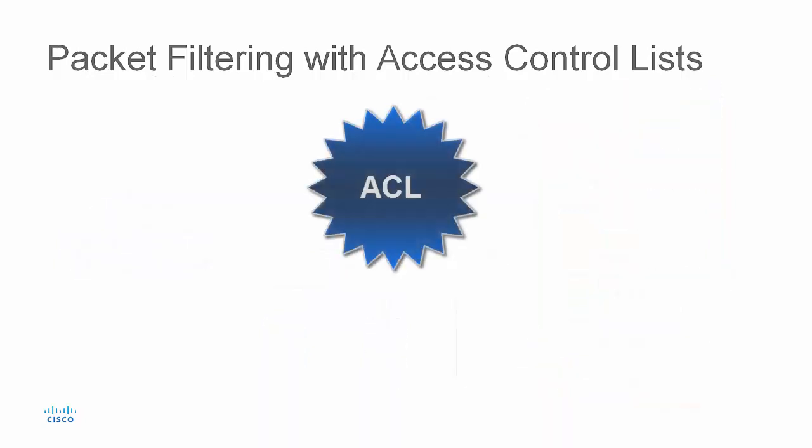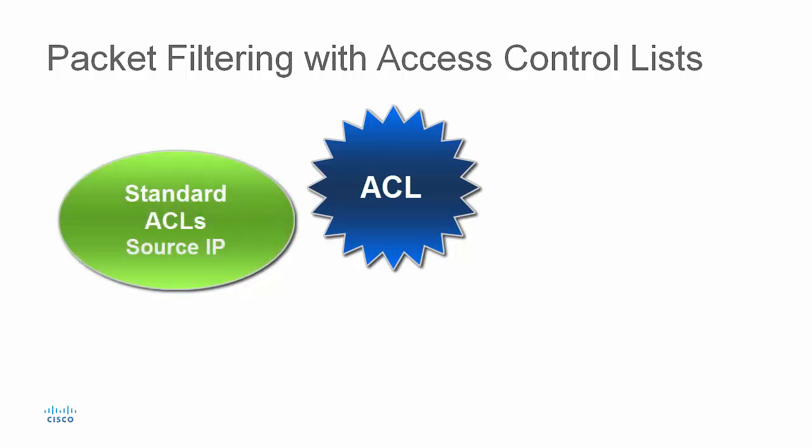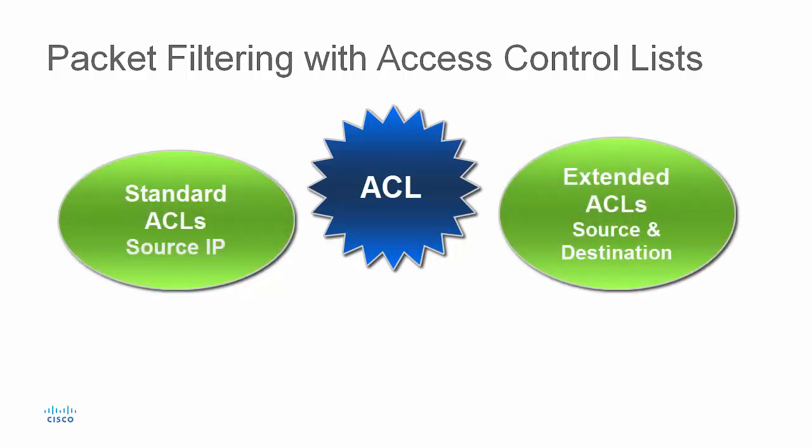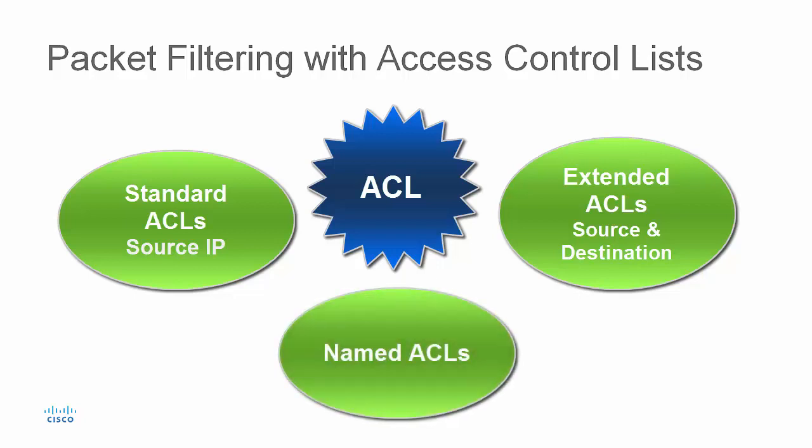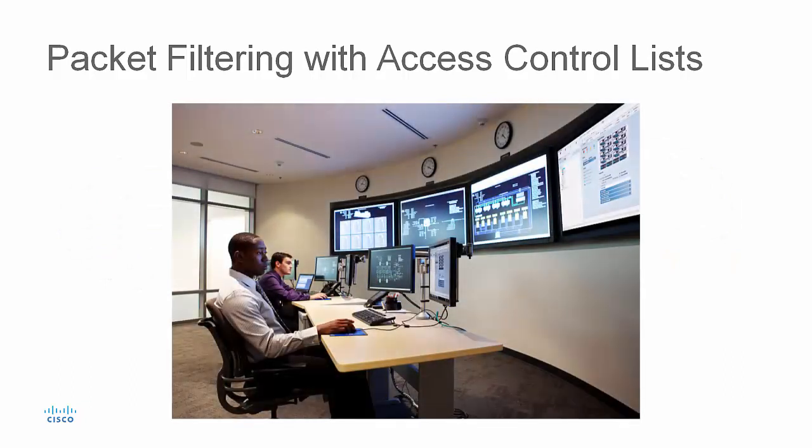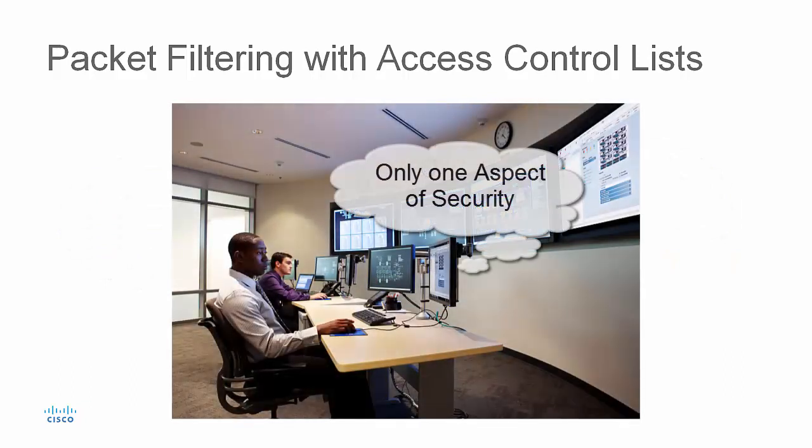ACLs can be implemented as standard ACLs, which only filter on source address, whereas extended ACLs can filter on source and destination address, as well as source and destination application and protocols. Named ACLs make use of a descriptive name such as block HTTP, which makes it easier to remember the purpose of the filter. It's important to remember that ACLs are only one aspect of security and that they're only part of the overall solution and architecture of the network.